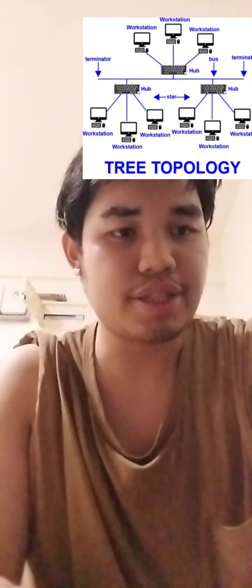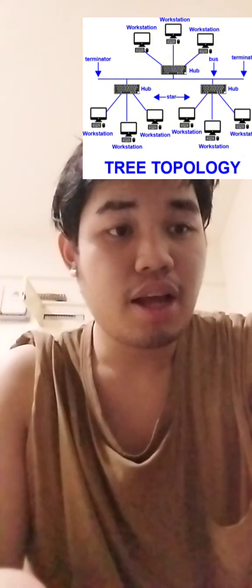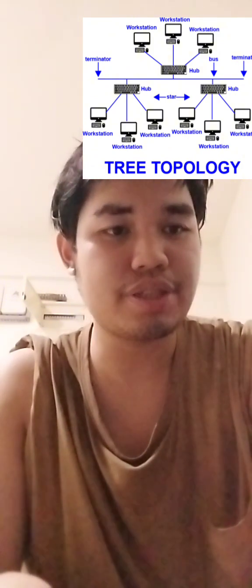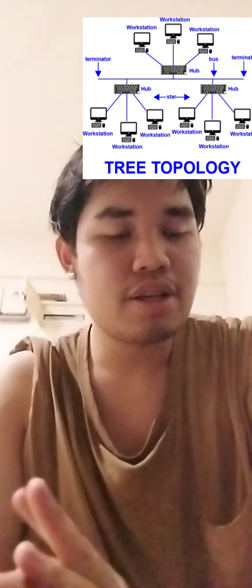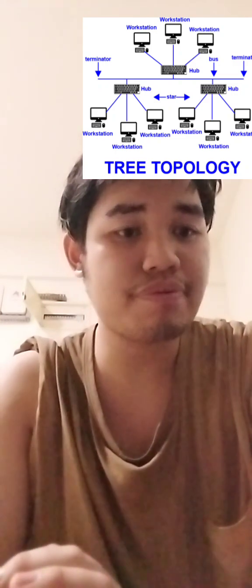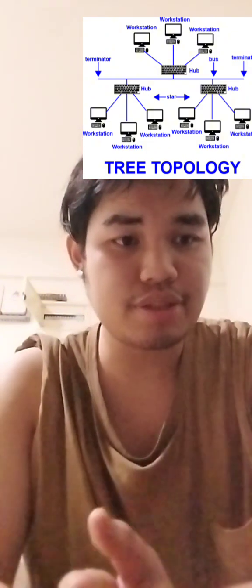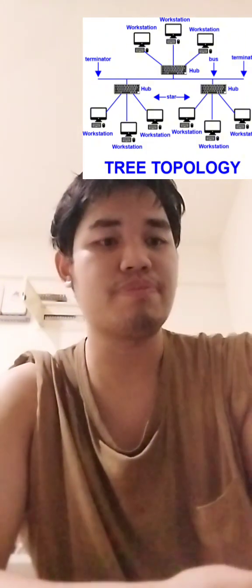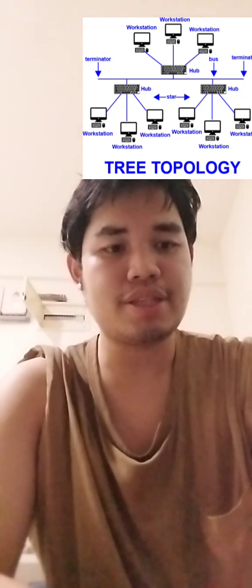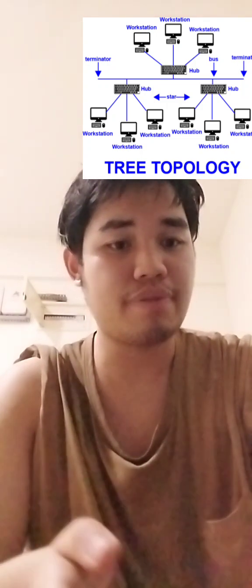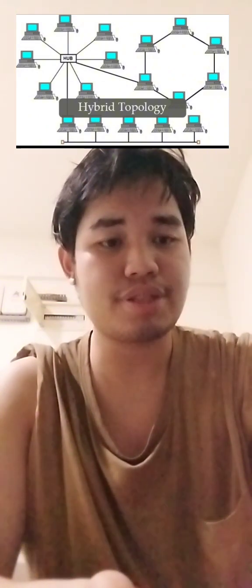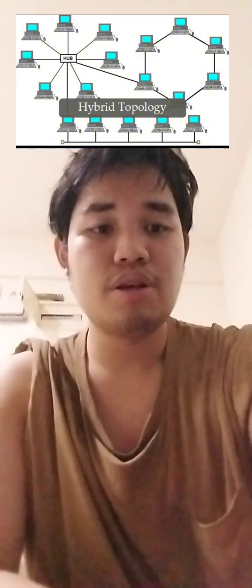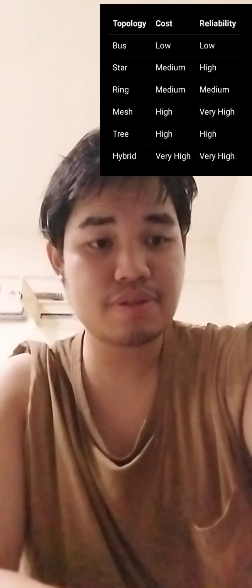Okay, the next is tree and hybrid topology. A tree topology is a combination of star and bus, mostly used in large organizations. And hybrid topology is a combination of multiple topologies. It is flexible and scalable. So tree topology is hierarchical in structure, while hybrid topology combines 2 or more topologies according to organization needs.